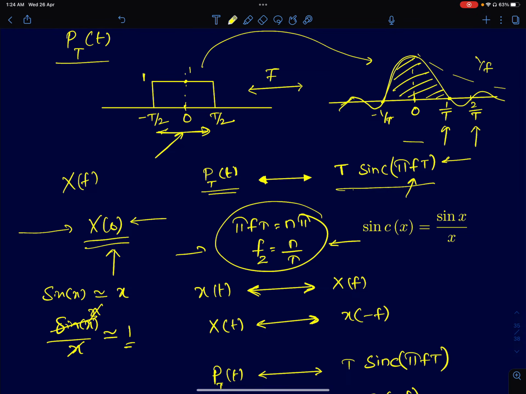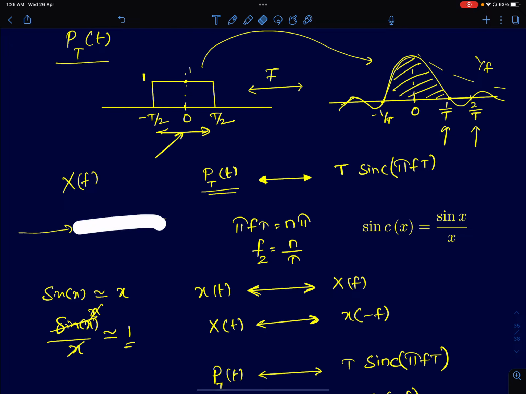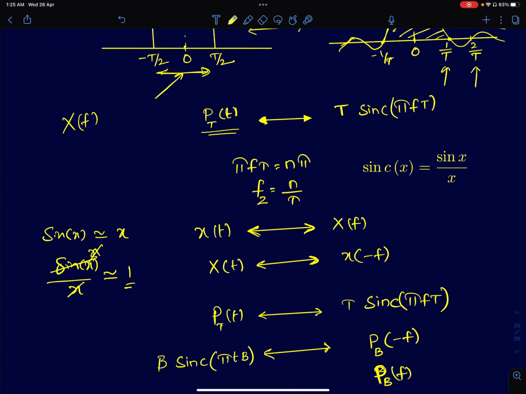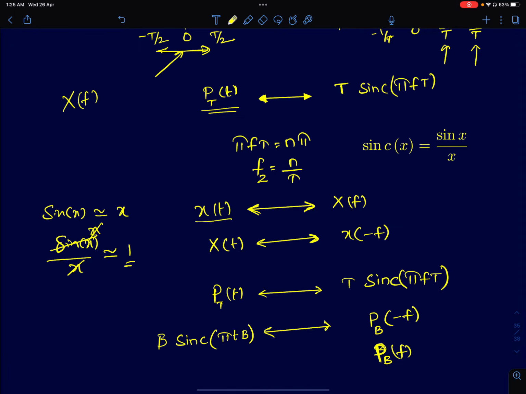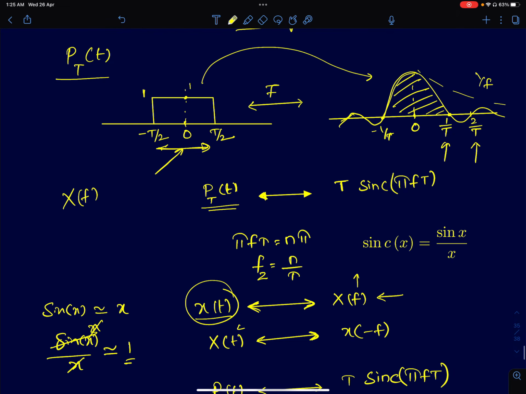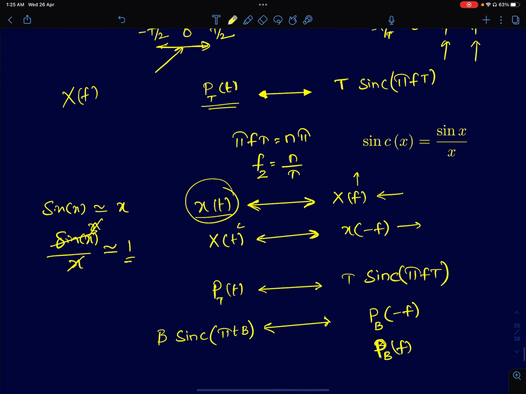We'll just keep this result in mind and apply the duality property. What does the duality property say? It can be very easily proven, but right now I'll just quote the final result. If x(t) is a time domain signal with a Fourier transform X(f), then X of t, just replacing f with t, will have a Fourier transform of x(-f). If x(t) happens to be an even function, which is the case here, meaning the function is symmetric around the origin, then x(-f) will also be equal to x(f).